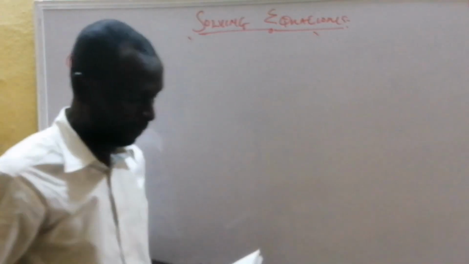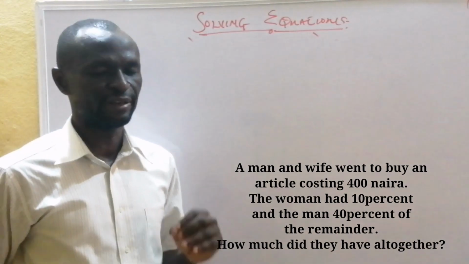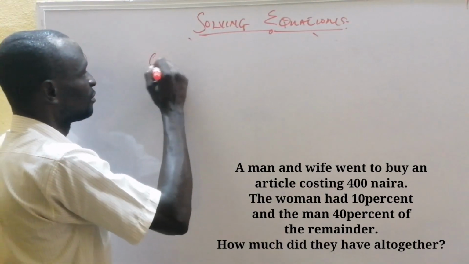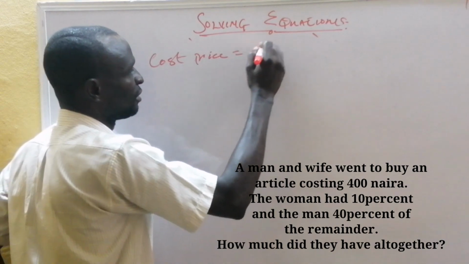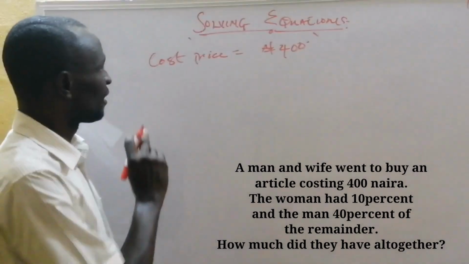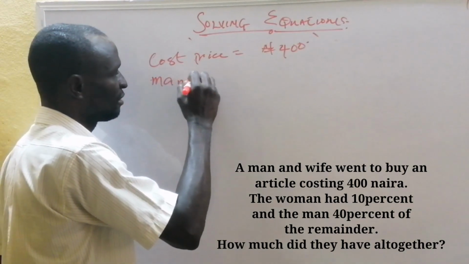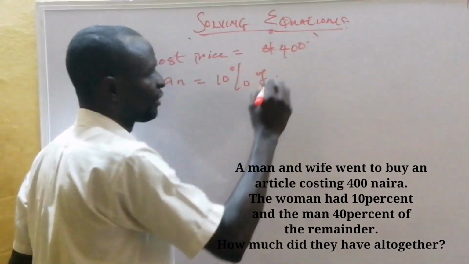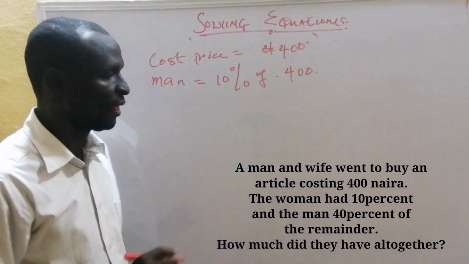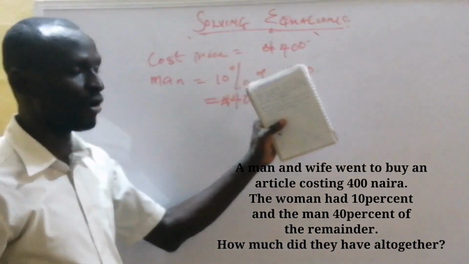Let's see. Our question says that a man and his wife went to buy an article costing 400 naira. What did they buy? They bought an article, and the cost price of the article is 400 naira. Now, the question says that this article was bought by two persons, a man and his wife. The man paid 10% of the cost price. That's 10% of 400 naira. How much is 10% of 400 naira? That's 40 naira.